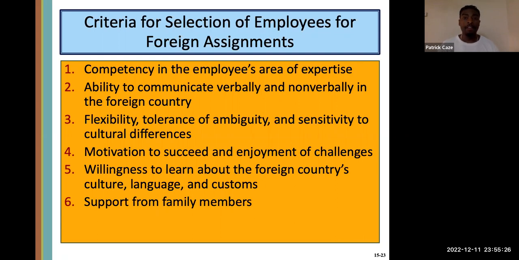Okay. Criteria for selection of employees for foreign assignments. All right. So when you're looking at who is going to go on these foreign assignments, right, overseas, there's a couple of things you're going to look at, right? You want to figure out the person's demeanor as far as, are they patient, are they flexible, are they open-minded, right? Are they sociable? People want to talk to them. Do they take the initiative? Some people need to be prompted to do certain things.